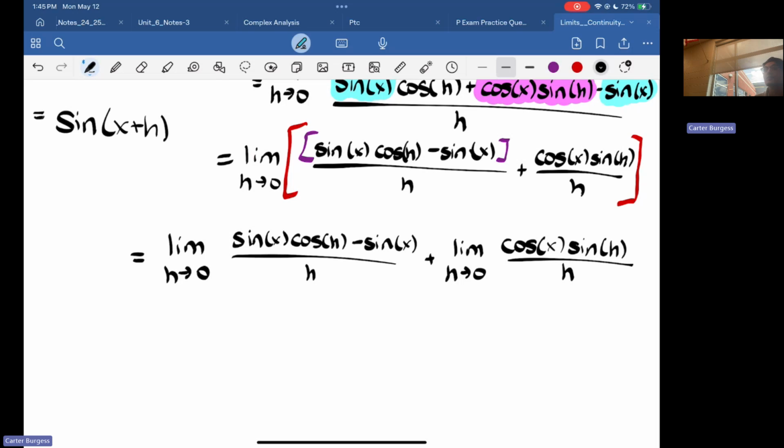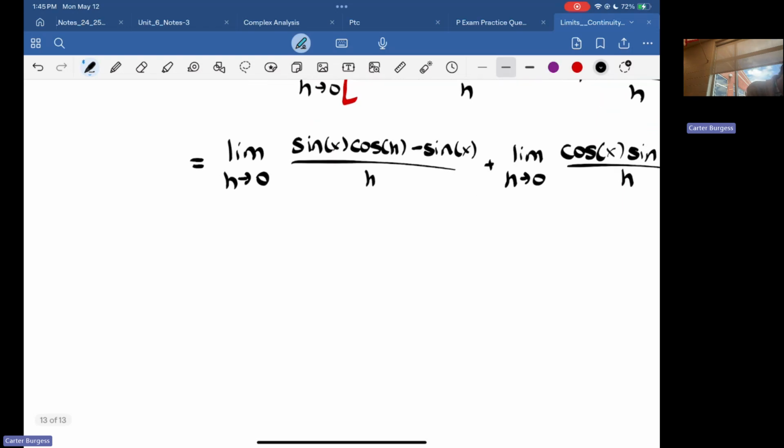Not like terms because of the cosine of h. But because they can't cancel, what can we do with them instead? We could factor them out. Okay, is the sine of x that we're about to factor out going to be affected at all by the h going to 0? So I'm actually going to factor it like we did with the e to the x. I'm going to move it all the way out to the outside of the limit. This is going to be the same as sine of x times the limit as h approaches 0 of cosine of h minus 1 over h.